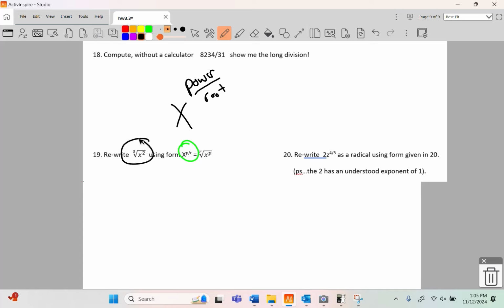Anybody read this for me? That's about 99% flawed. You gotta read that for me. How do you read that? Cube root of x squared, or cube root of x to the second. So what's the root? 3. What's the power? 2. Sure, that's something. The root is 3, and the power is 2.